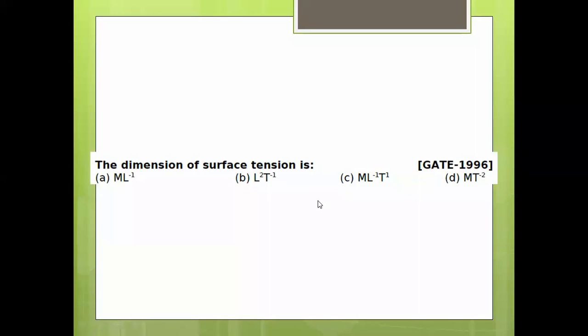The dimension of surface tension is. What is the correct answer here? Option D. Okay, the unit of surface tension is Newton per meter, right? So how to find out this? Newton is nothing but it is kg meter per second square, right? Per meter.